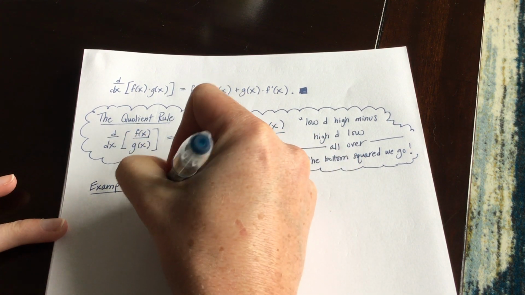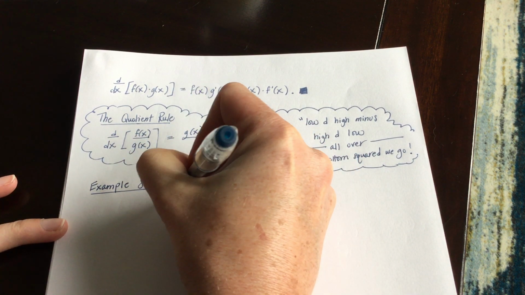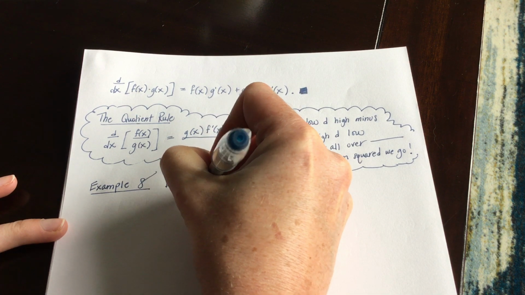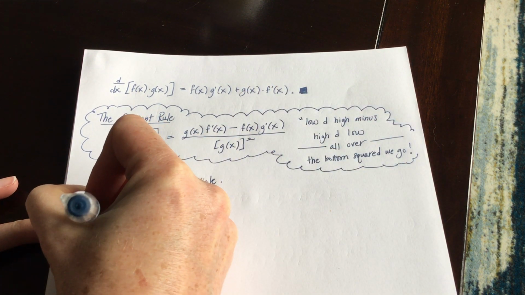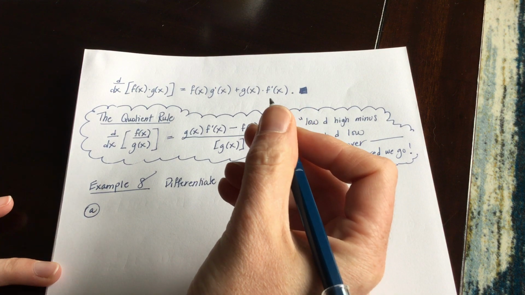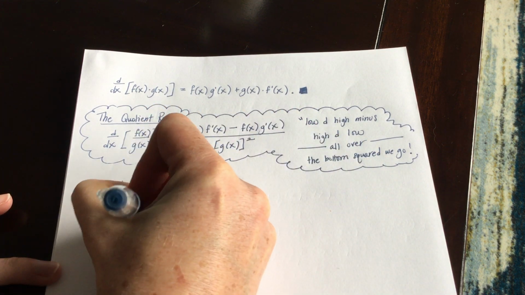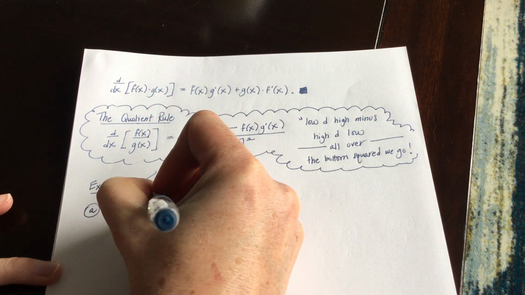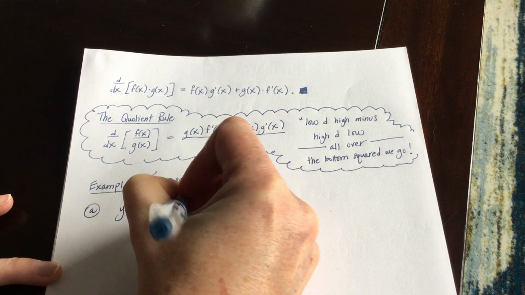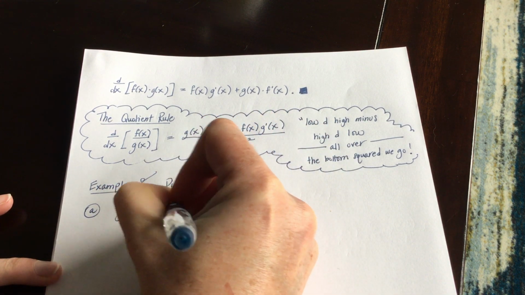So the directions for example 8 are for you to differentiate. Let's say I give you, for part A, y is equal to 5x minus 1 over x minus 3.